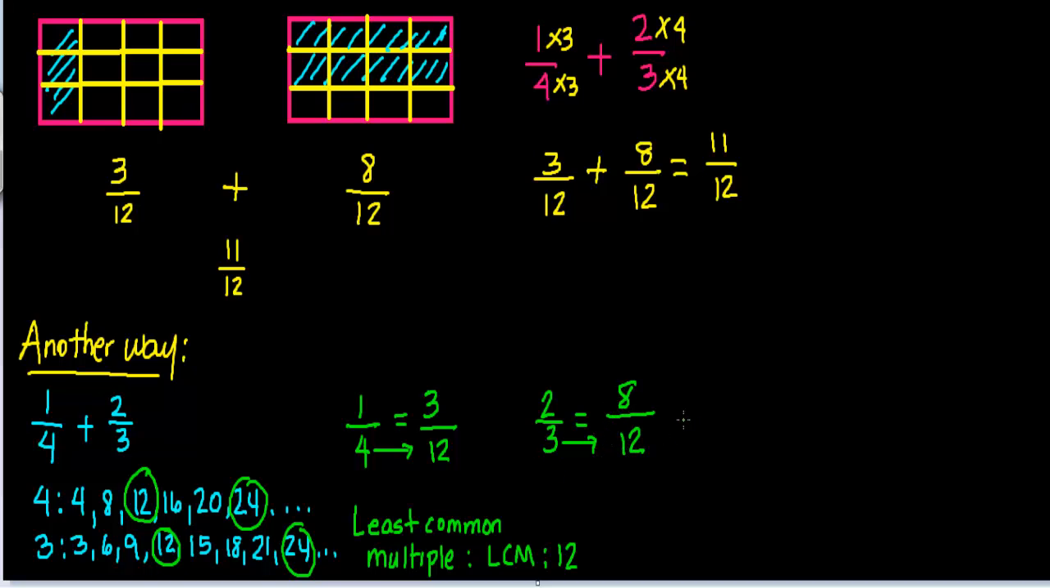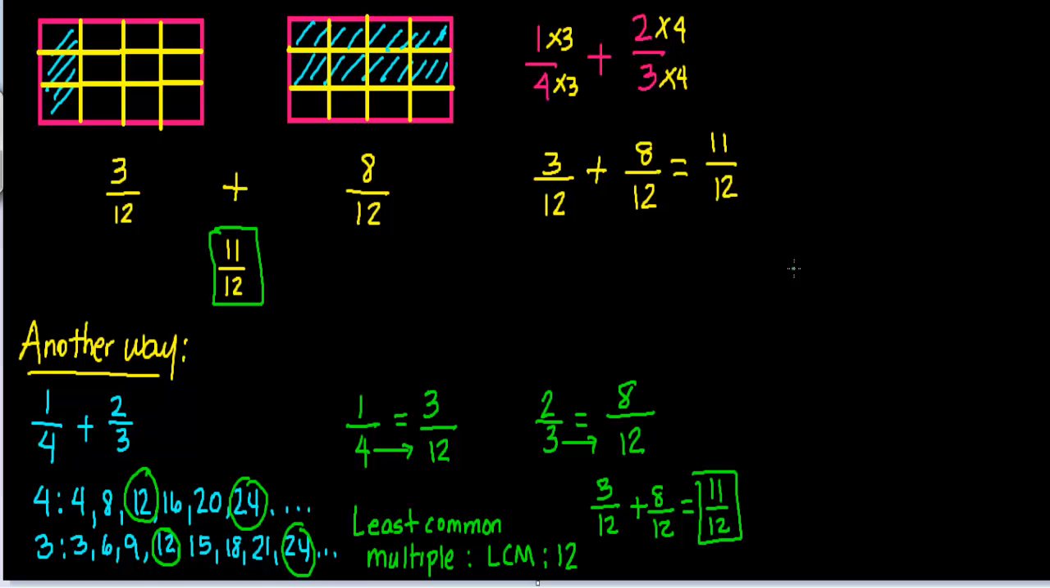And now you can add 3/12 plus 8/12, and you get 11/12, which is the same thing we got when we used our visual model. So there you have 2 ways of adding fractions: visually or finding the least common multiple.